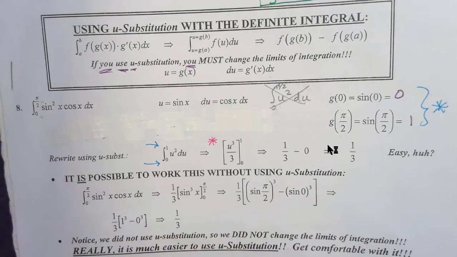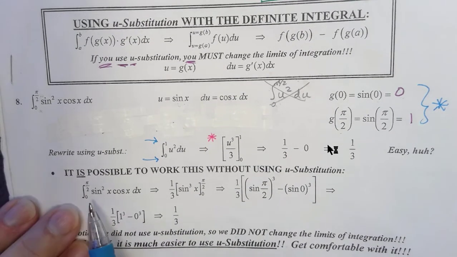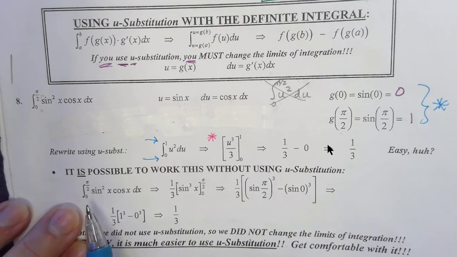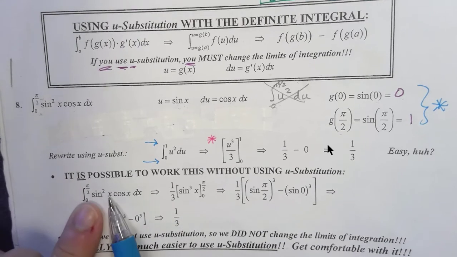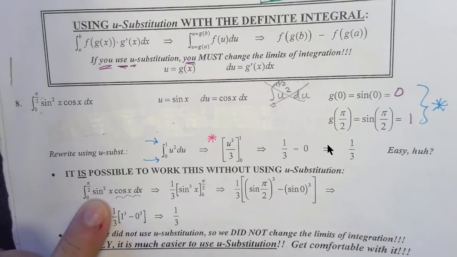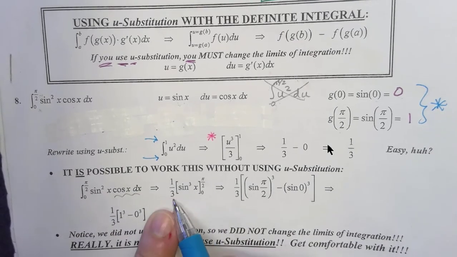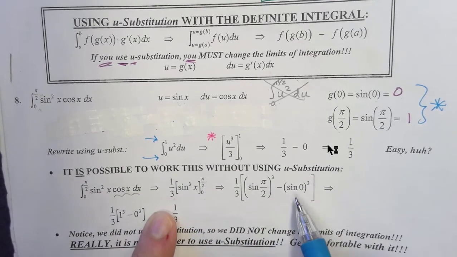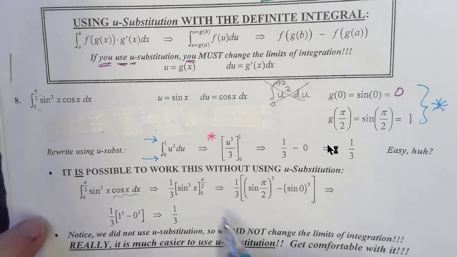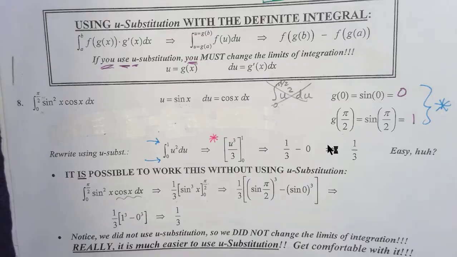Now, it is possible to do this problem without using u-substitution. It's really, really easy. All we have to do is recognize that cosine of x dx is the derivative of the inside piece. So sine squared is going to anti-differentiate to sine cubed over 3 from 0 to pi over 2, and evaluate it. But isn't this so much easier? Okay, let's do another problem.